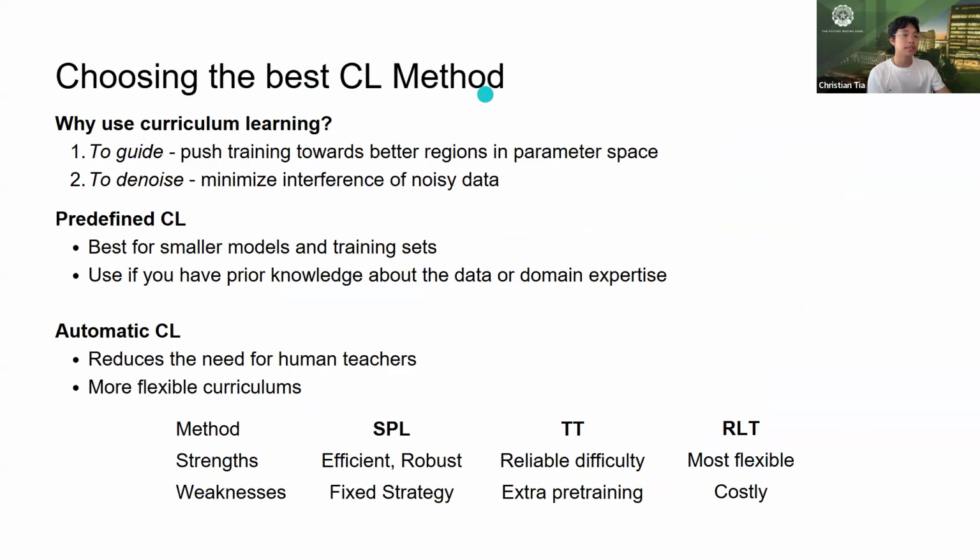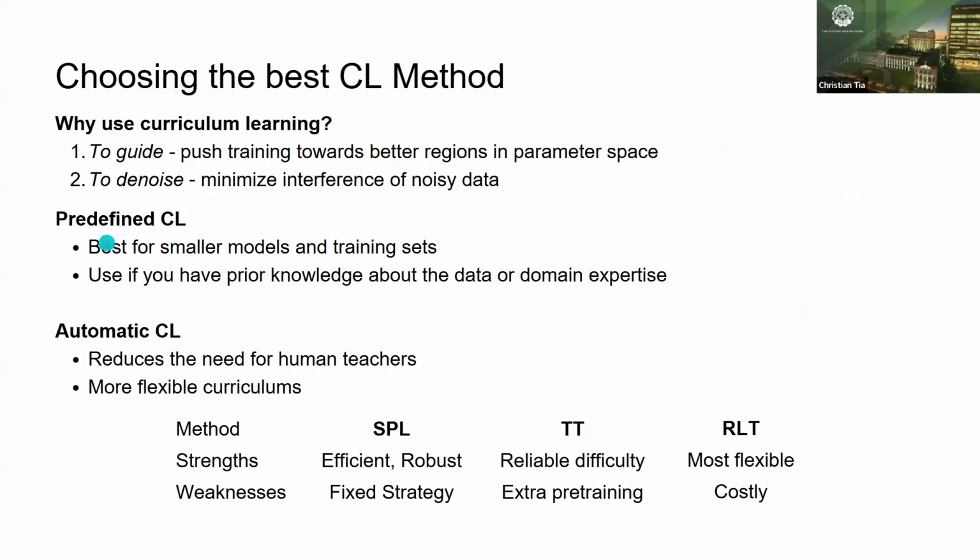So how do we choose the best CL method? Well, the first question we need to ask is why we want to use curriculum learning. There are two main motivations. One is to push the training towards better regions in parameter space. And second is to denoise, so to minimize interference of noisy data.